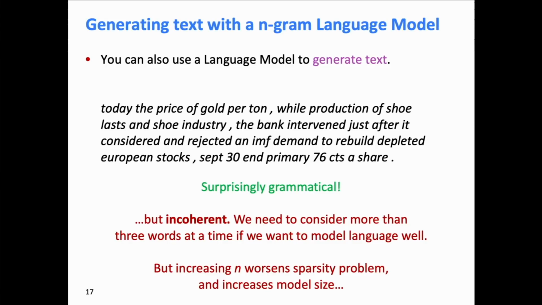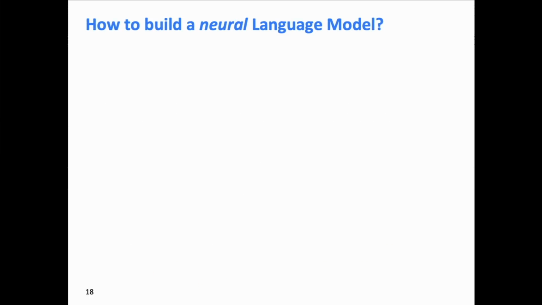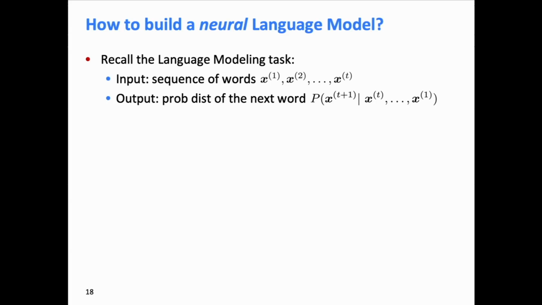OK. So this class is called NLP with deep learning, so you're probably thinking, how do we build a neural language model? Let's just recap, in case you forgot. Remember that a language model is something that takes input, which is a sequence of words x1 up to xt, and then it outputs a probability distribution of what the next word might be, xt plus 1.